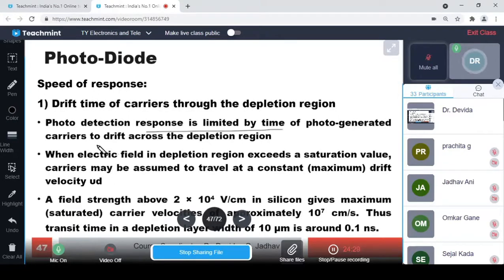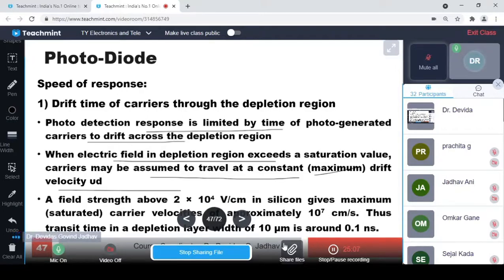When the electric field in the depletion region exceeds saturation, then even though we increase the depletion region field, the velocity will not increase. It becomes maximum at saturation. So this is the VD, the saturation velocity. An example is given: for a field strength above 2.2 into 10 raised to 4 volts per centimeter, silicon gives a maximum saturation velocity of 10 raised to 7 centimeter per second. Thus the transit time for a depletion region of 10 micrometer is 0.1 nanosecond.